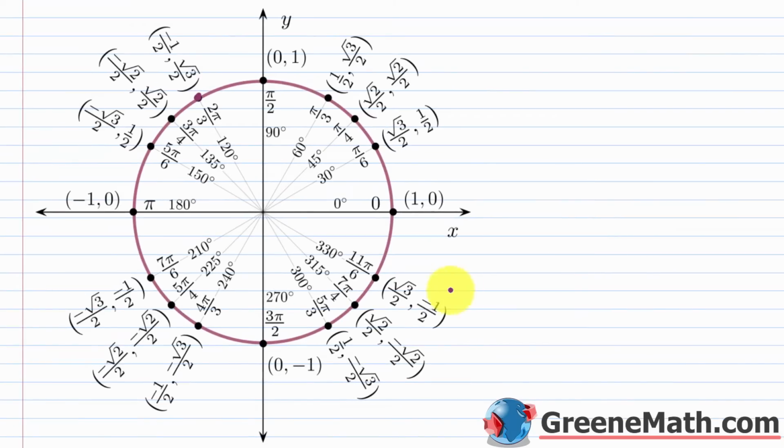But again, you can always come back to your unit circle for 5 pi over 6. You're looking at that point there. Let me get rid of this one. And you want the x-coordinate, so negative square root of 3 over 2.